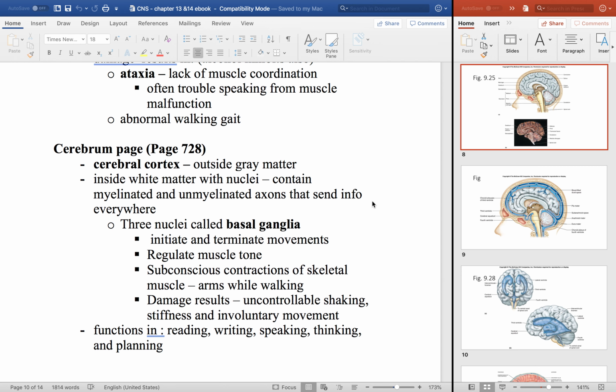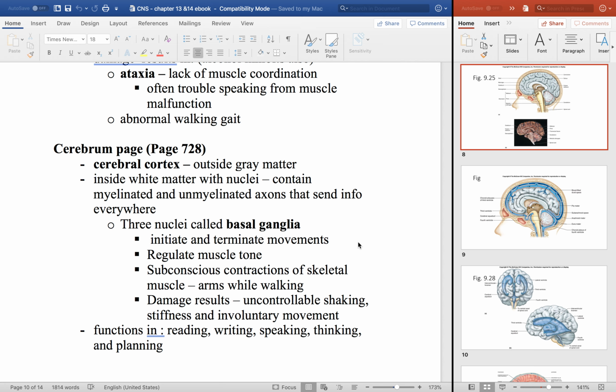Okay, so the cerebral cortex, gray matter, inside white tracks with areas of nuclei. And these nuclei are called basal ganglia. Like I said, this is saying what the nuclei are, but you should know that it's the cell bodies and the dendrites and unmyelinated axons. So what does it do? It tells muscles when to initiate contraction and terminate contraction. It also helps regulate muscle tone.